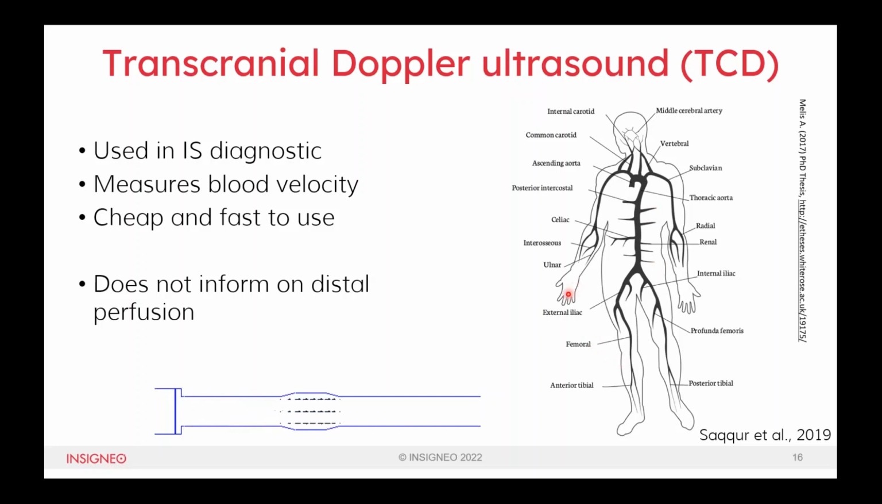Now, this transcranial Doppler ultrasound is currently used for stroke diagnosis, and it has the advantages of being relatively inexpensive and fast to use. The drawback is that it only measures the velocities, and only in proximal locations of the brain. And it does not inform on what is the level of distal perfusion downstream of the occlusion. And this is actually what doctors are interested in knowing, because they want to estimate the status of the patient.